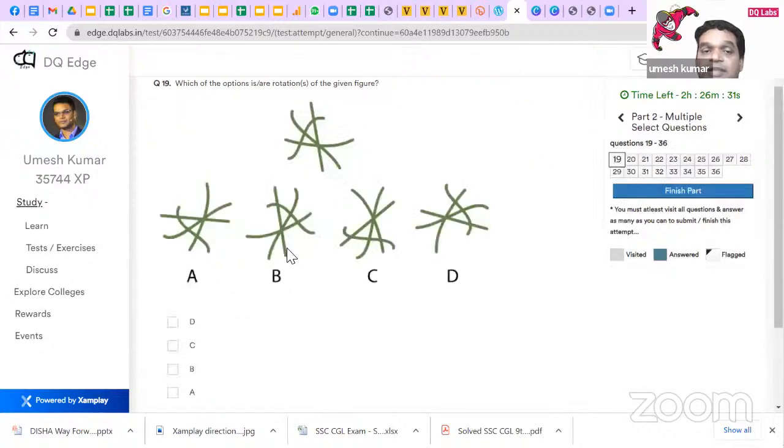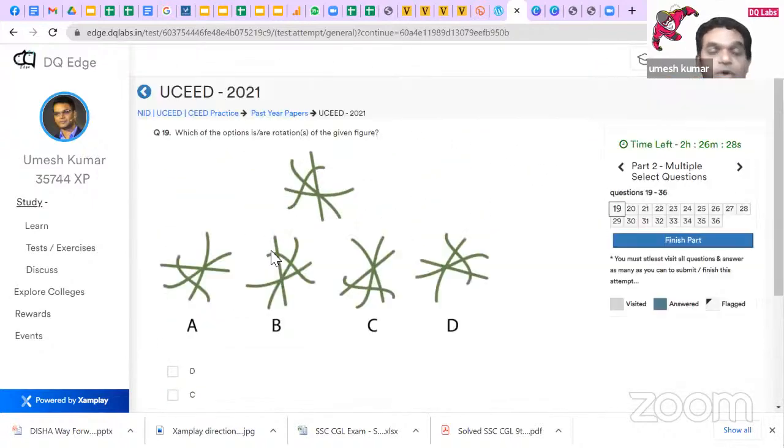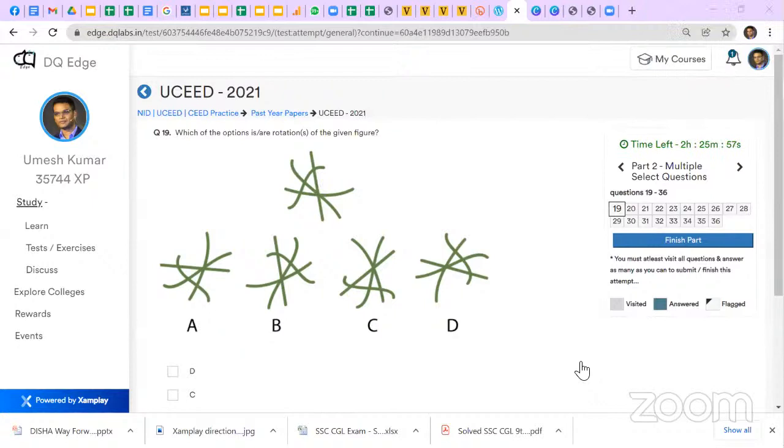Now let us say you have a question like this. Which of the options is a rotation of the given figure? They have given a figure. Which of the options is a rotation of the given figure? Can you try answering this? Tell me if it is A, B, C, D in the answer options or in the chat window.